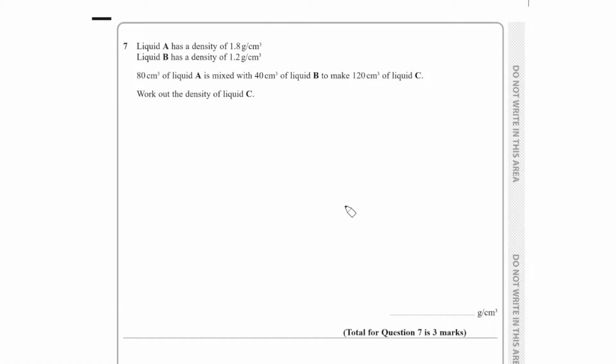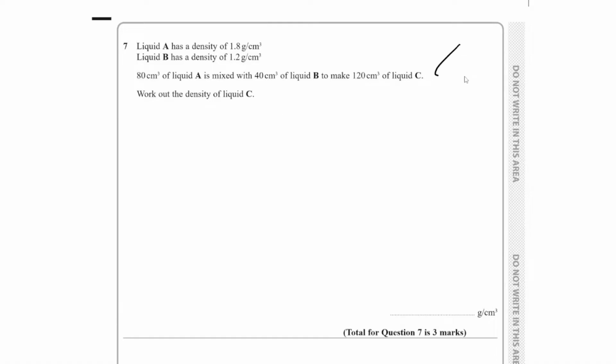Okay, question 7, density. I feel like density comes up quite a lot in the calculator papers, obviously because of the decimals. So liquid A has a density of 1.8 grams per centimetre cubed. Liquid B has a density of 1.2 grams per centimetre cubed. So we've got the density of both. They've then said that 80 centimetres cubed of liquid A is mixed with 40 centimetres cubed of liquid B to obviously then make 120 centimetres cubed of liquid C. Work out the density of liquid C.